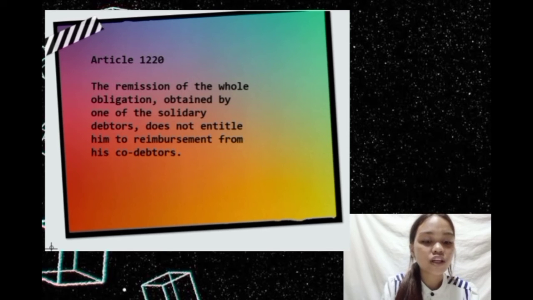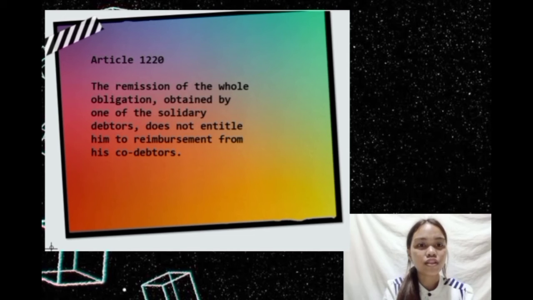Observe that this article applies only when the whole obligation is remitted. So, there is no right to reimbursement in case of remission.